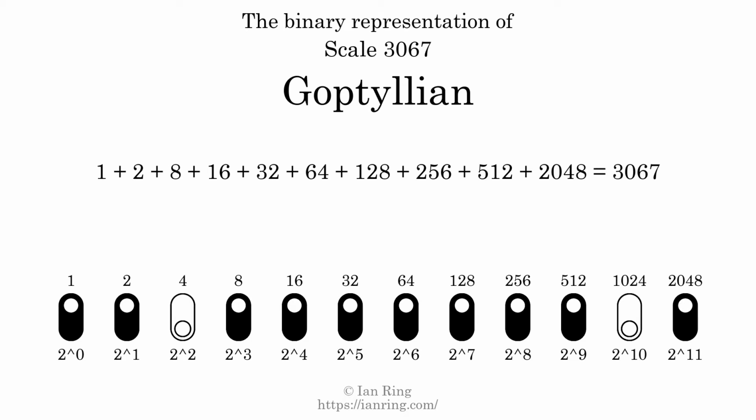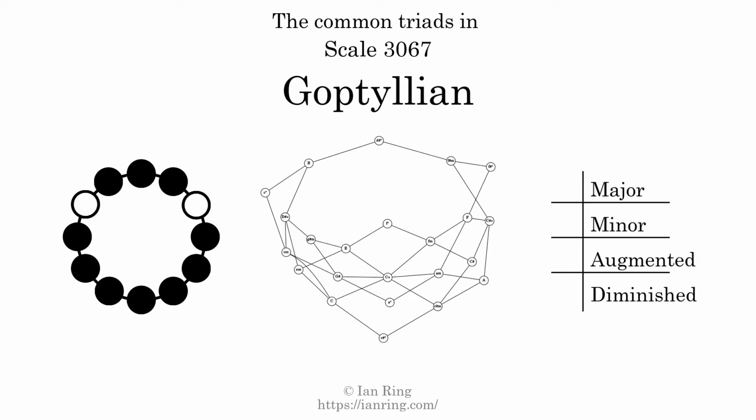The scale number not only enumerates the scale with a unique index, but it also literally describes the tonal content of the scale. Represented as a binary number in base 2, the scale number is 101111111011. Here are the common triads present in this scale.